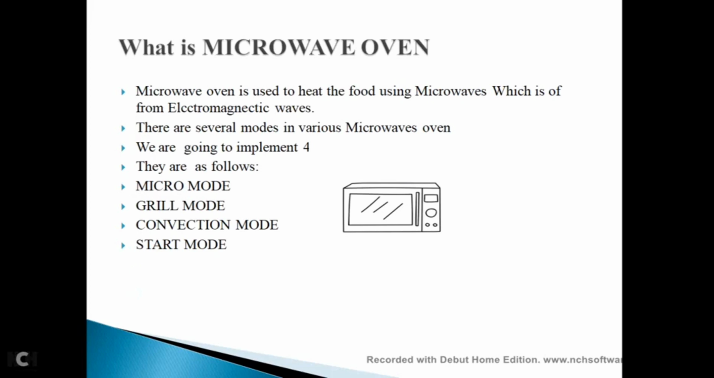Now, what is a microwave oven? A microwave oven is used to heat food using microwaves, which are a form of electromagnetic waves. There are several modes in various microwave ovens. We are going to implement four. They are as follows: micro mode, grill mode, convection mode, and start mode.